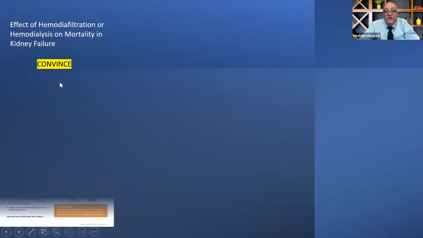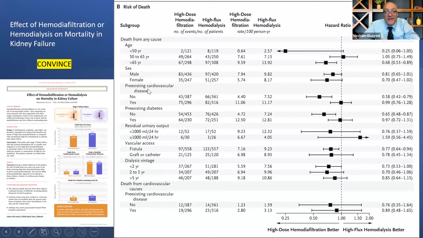However, the convection study reached around 90% of patients reaching the 23 liters per session. And if you look here, what is favored? High-dose hemodiafiltration is better. All-cause mortality improved, but cardiovascular, no, there is no difference in diabetes and other males or females, but at least all-cause mortality is better.